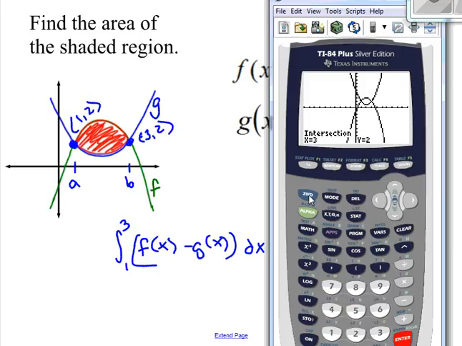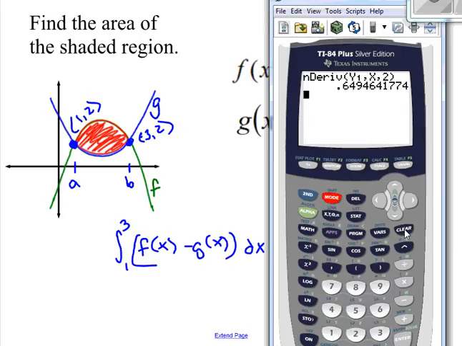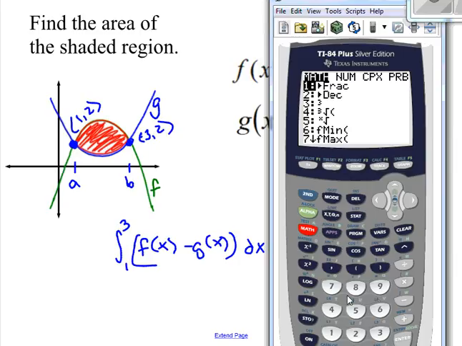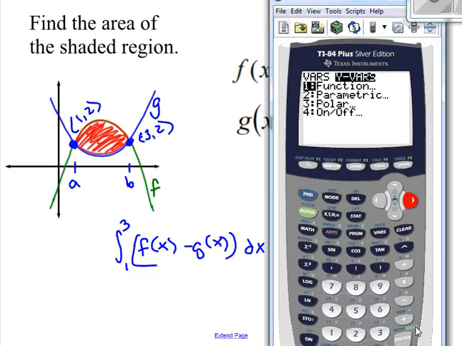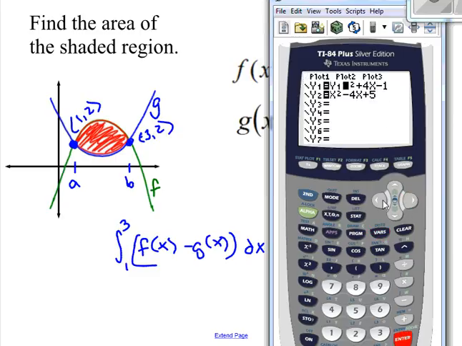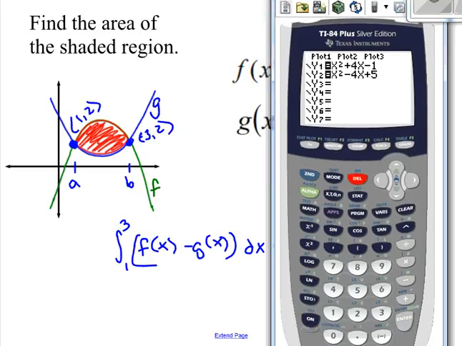And I'm going to do second quit. So math. And I'm on the old version here, so we're going to see fnInt, and we're going to do, let's see, my first function, yep, so that's my f of x. So vars, Y-vars, function, Y1. That is not where I wanted it. Let's try that again, hit delete. And I should have a negative in there, so let's fix that. Here we go.